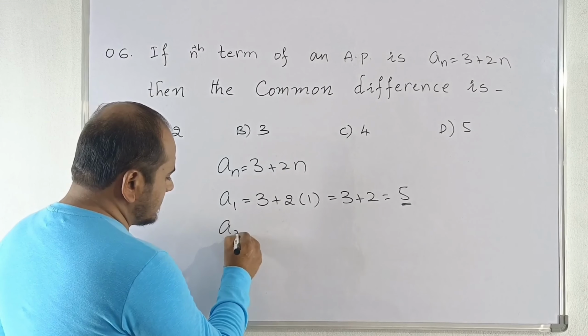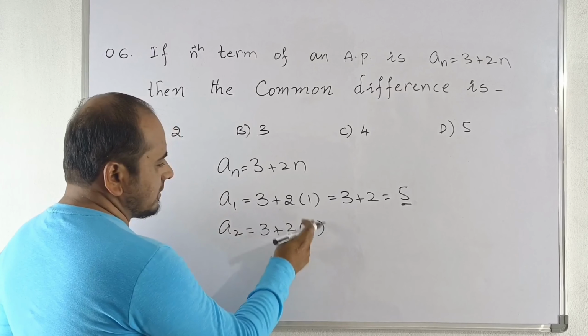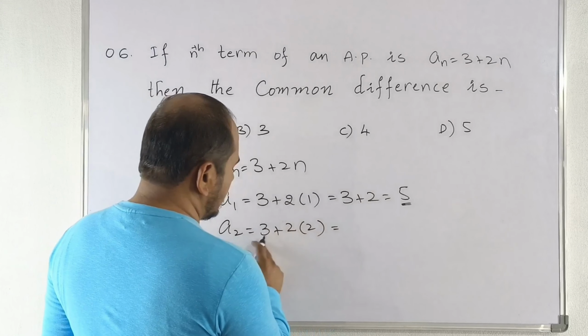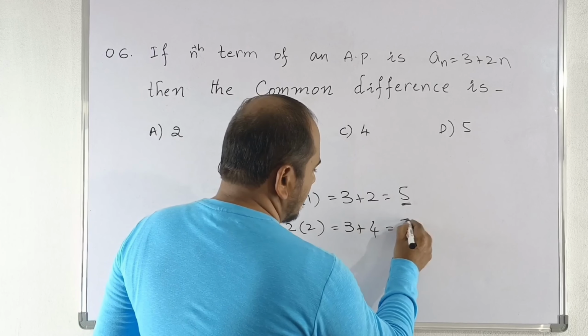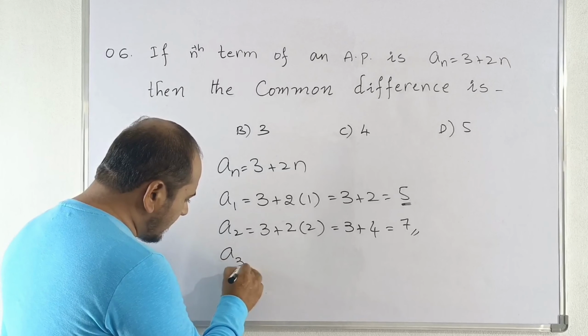And then come to the second term: 3 plus 2 into 2. In place of n you substitute 2. So 3 plus 2 into 2 is 3 plus 4, which is 7. And then, is it necessary to find A3?